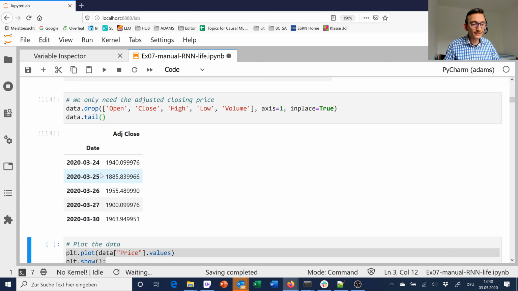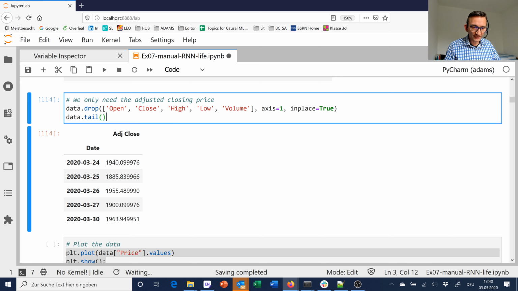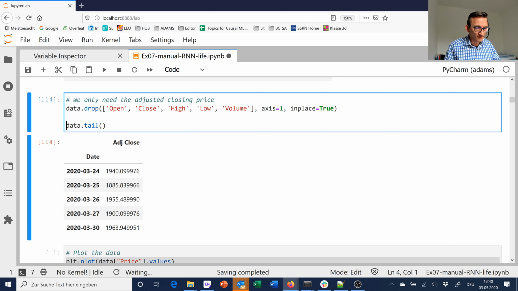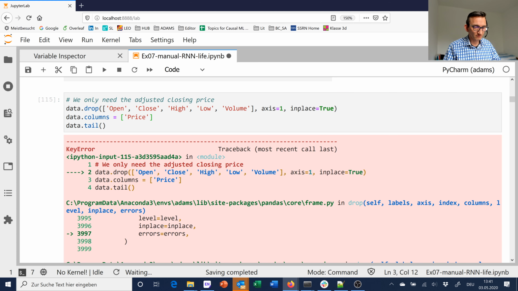And here is our new data frame. Simpler. One more change. Since I'm only having the adjusted close in my data frame, I don't really need to call that adjusted close anymore. Let me call the column price. That will keep our code a little bit cleaner.